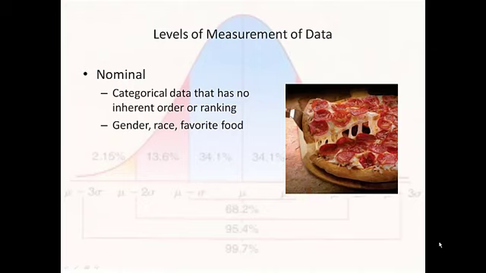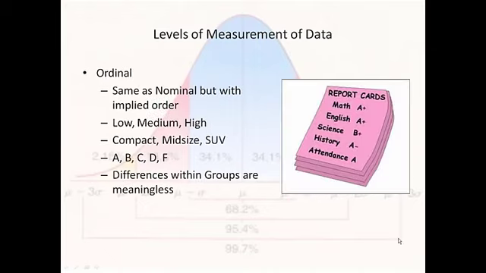There's ordinal, and this is kind of ironic if you notice. Ordinal data is still categorical, except it has an implied order. So things like low, medium, high, or compact, mid-size, SUV, that has a ranking in terms of size. And then, strangely enough, our system of grading is also simply ordinal. It's categorical in theory, with that order.